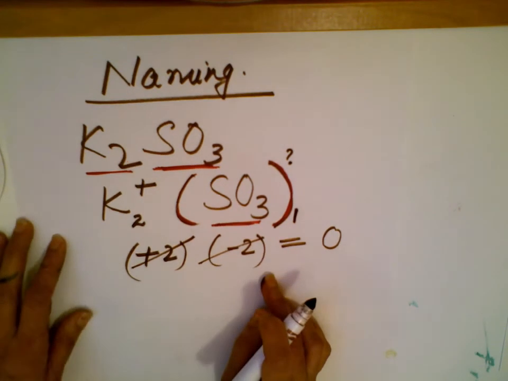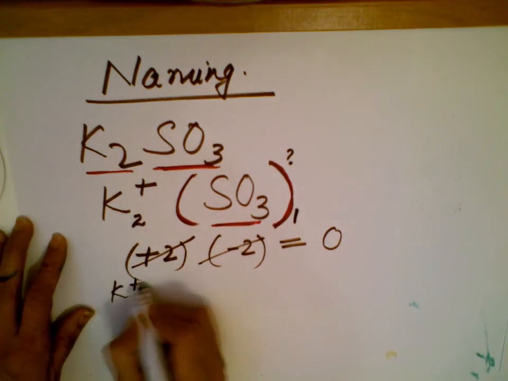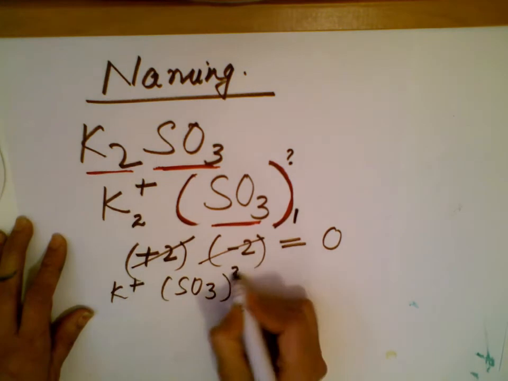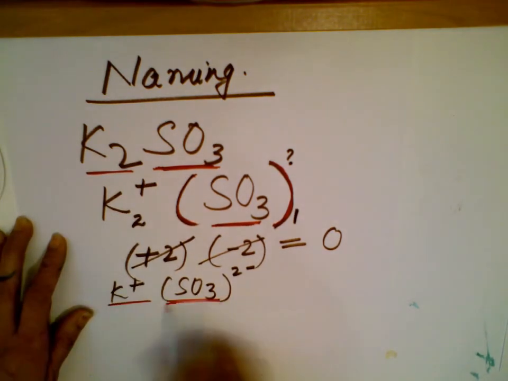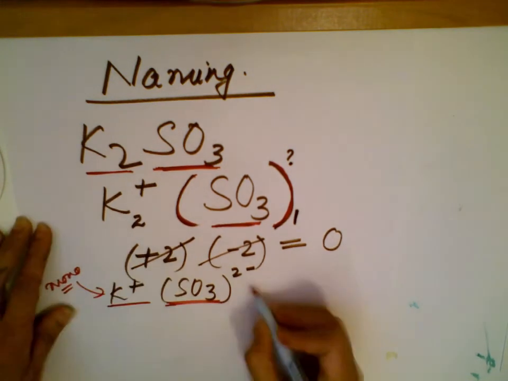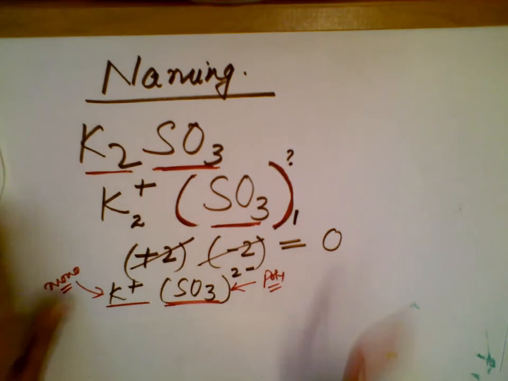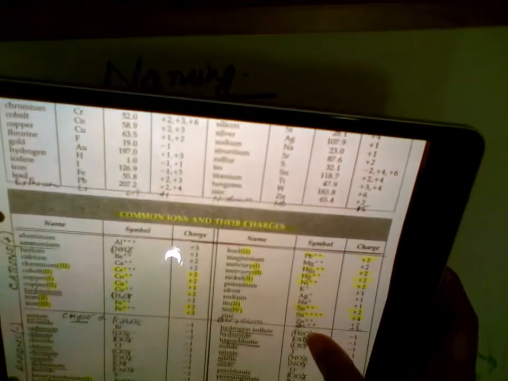Please make sure you use the valency chart. It will be K plus and SO3 2 minus. Now, using your valency chart, you're going to look for the names. This one is monoatomic and this one is polyatomic. All right, you're going to use the valency chart, and this valency chart is on the periodic table.